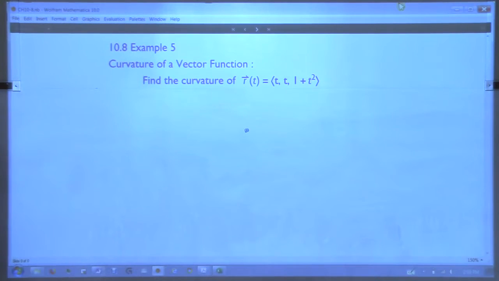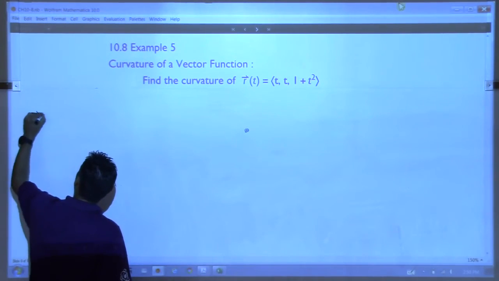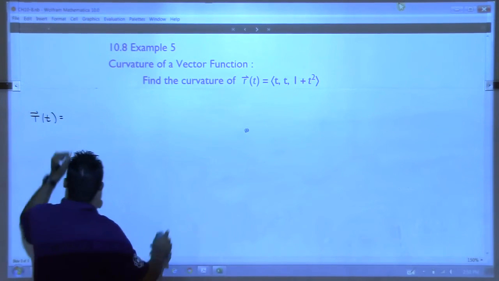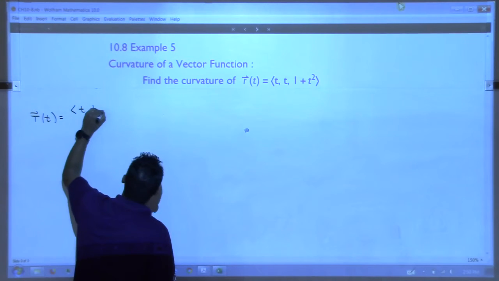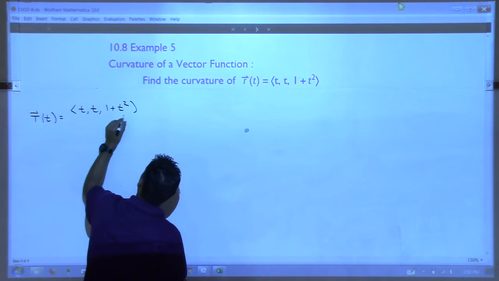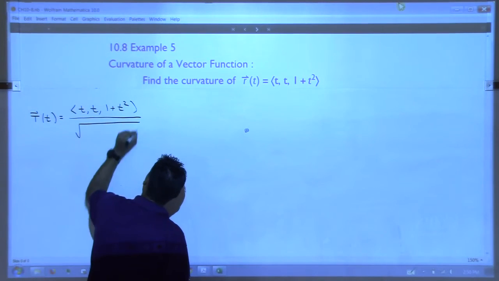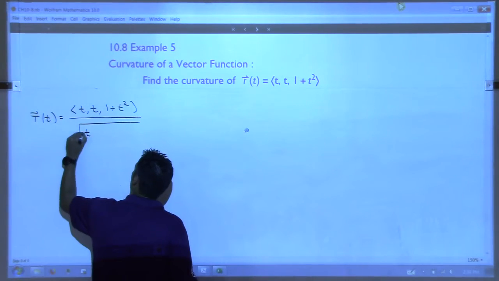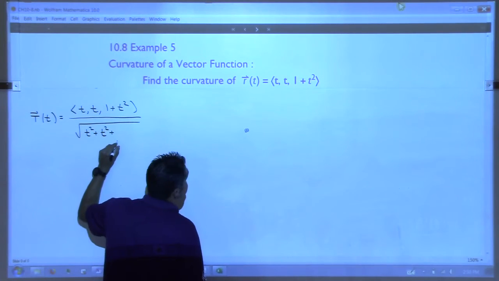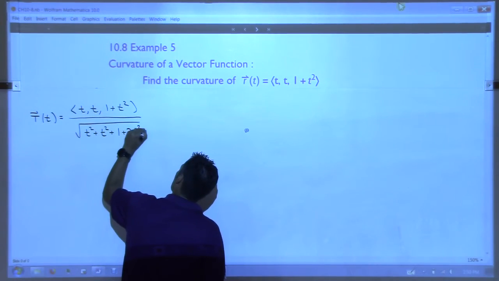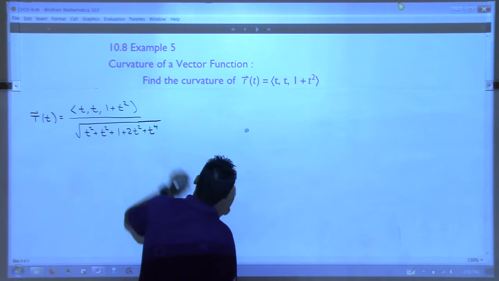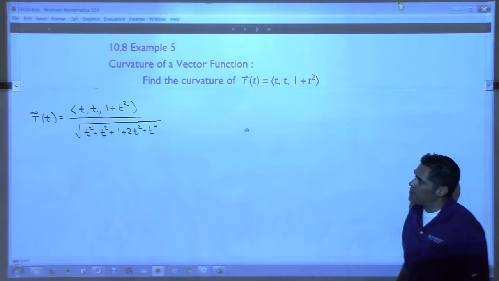All right, let's look at this one. Find the curvature of this: t, 1 plus t squared. Should we try the first formula? See what happens? Okay, so what is capital T of t? So we need to take that vector function and we need to divide it by its own length. Its own length is each of those components squared and added together. So I squared that, squared that, squared that, added them all together, and that's where I'm at.